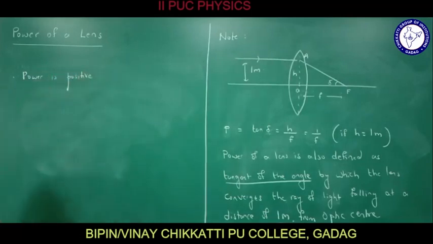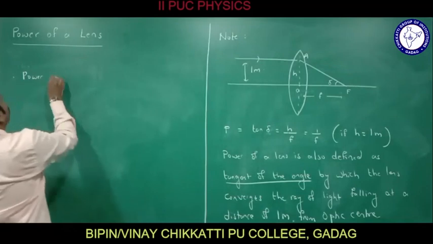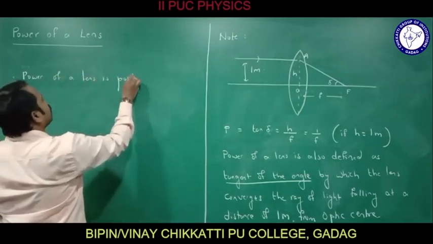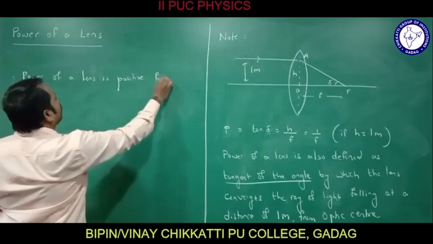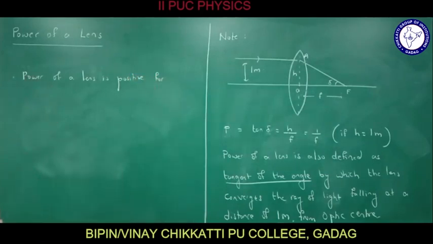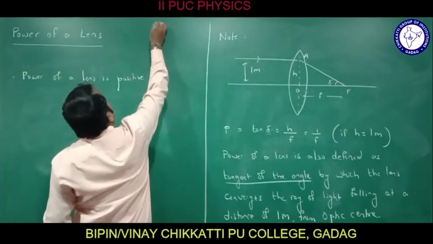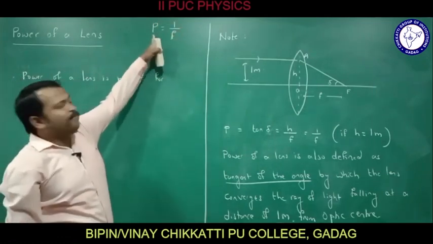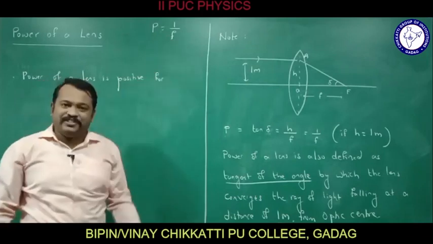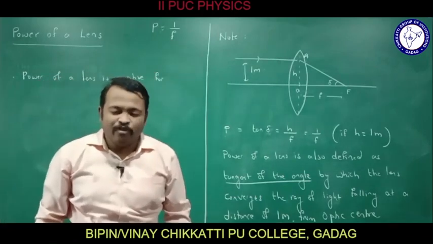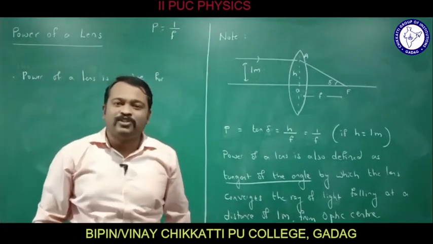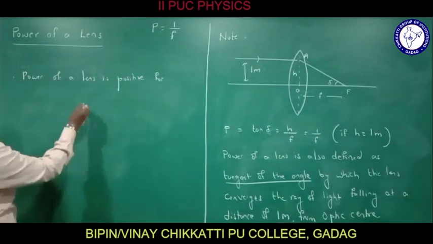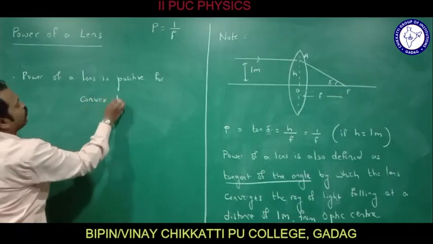Power of a lens, let me take it like this. Come on, tell me, when is the power of a lens positive? We know the formula for power. Power is equal to 1 divided by f. Power will be positive if f is positive. What is f? Focal length. For which lens is the focal length positive? For a convex lens, right? In a similar manner, shall I say it like this? Power of a lens is positive for a convex lens.